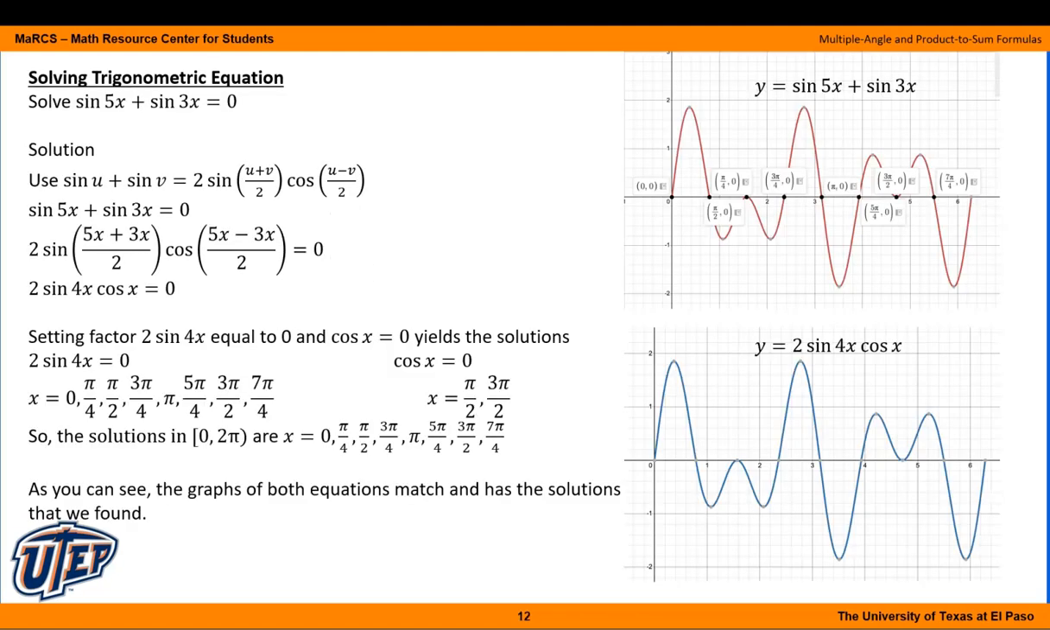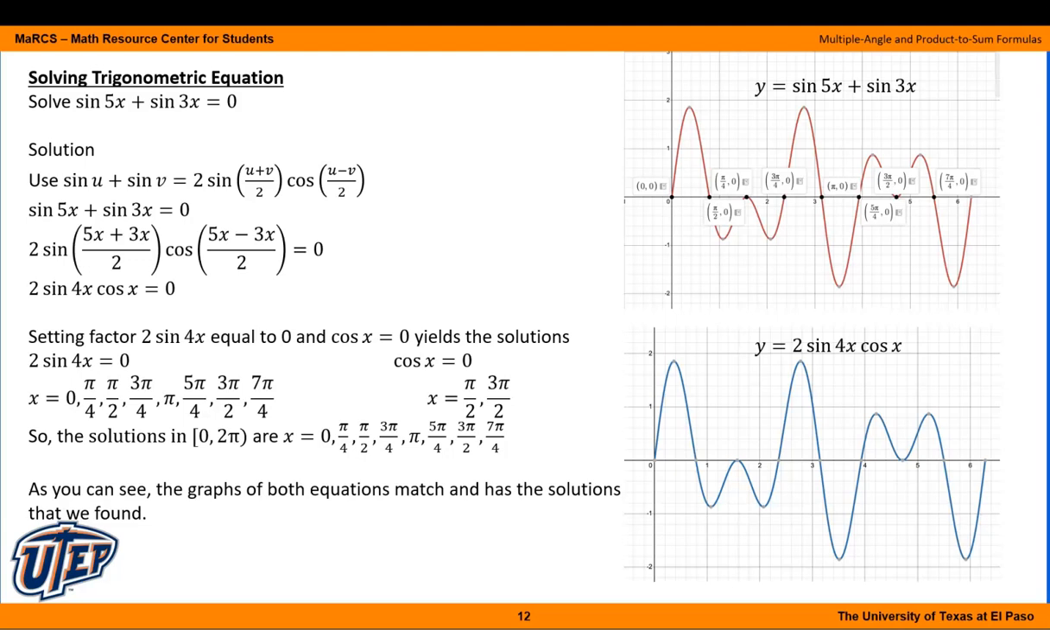In our final example, we solve the equation sine 5x plus sine 3x equals 0. The expression is a sum, so the natural strategy is to apply a sum to product identity. After rewriting the expression, we obtain two factors, sine 4x and cosine x. Using the zero product property, we set each factor equal to 0. Be careful with the equation sine 4x equals 0. This means 4x equals n pi. So the solutions occur at multiples of pi over 4.